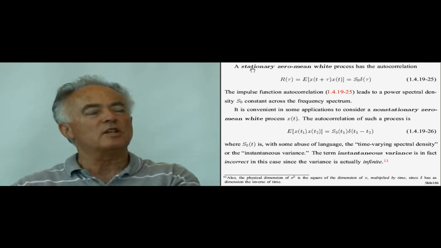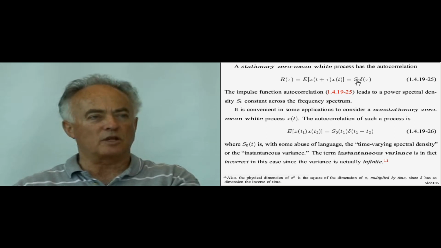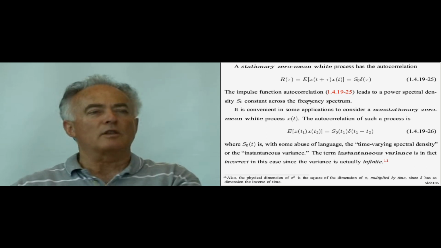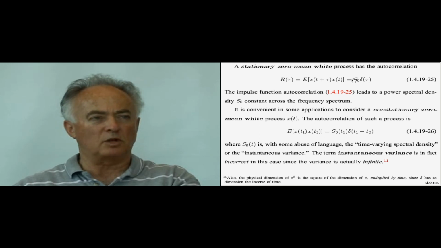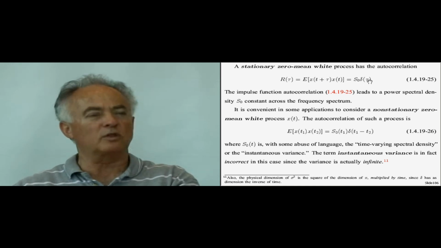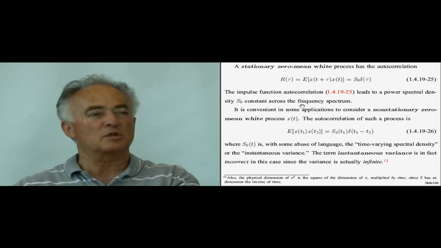Now, a stationary zero-mean white process has this autocorrelation. R of tau, E of x(t plus tau) x(t), which is S0 delta of tau. So that's the delta function. And that's what I just mentioned a moment ago. When you take the Fourier transform, the power spectral density is this constant S0, because the Fourier transform of the delta function is unity, and it's a constant across the entire frequency spectrum, from 0 to infinity frequency.